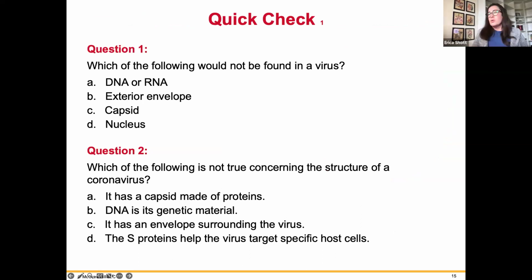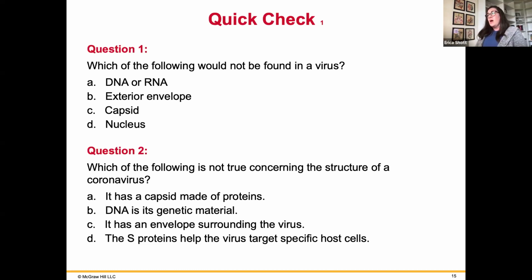So these are some review questions. I recommend you go over them, but I'll go over them with you here. If you want to pause and take a moment to try and answer them, I'll give you a second. Okay, so question 1, which of the following would not be found in a virus? If you answered nucleus, that would be correct. A virus will have genetic material, either DNA or RNA. Not all viruses have an exterior envelope, but coronavirus, or COVID, happens to be an enveloped virus. Most viruses will have a capsid, but a nucleus is only found in a cell.